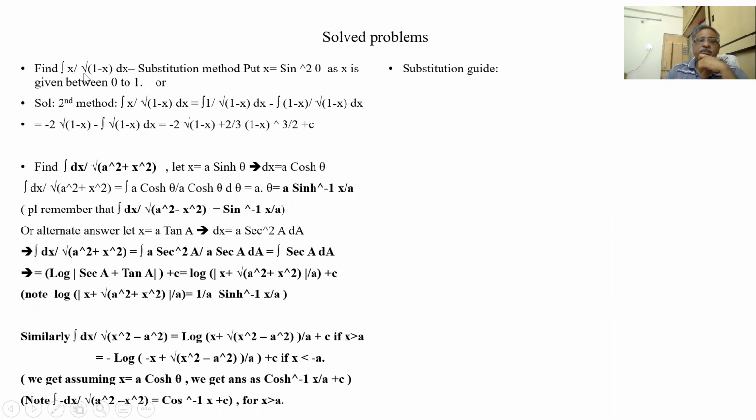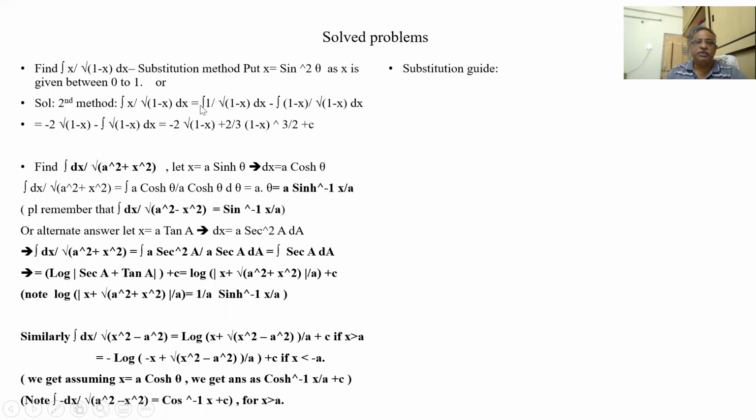Find integration of x by square root of 1 minus x dx. So I am putting x as sine square theta, because I want to remove the root of 1 minus x. It is given that x is between 0 and 1. Sine theta may go negative also, but sine square theta is always positive. So if I substitute this, I will get the answer.